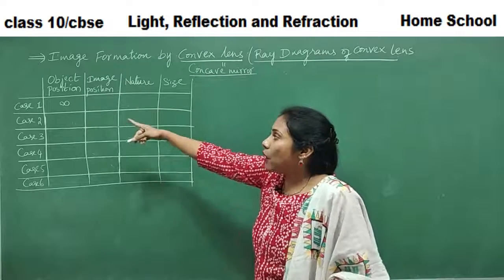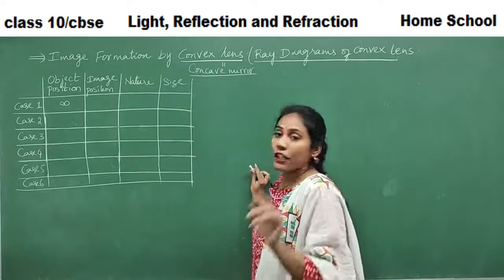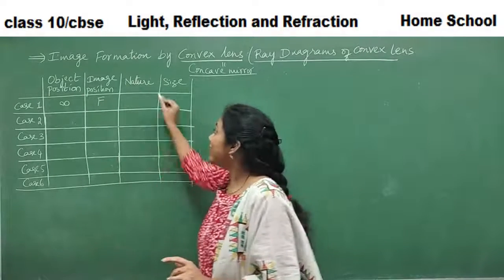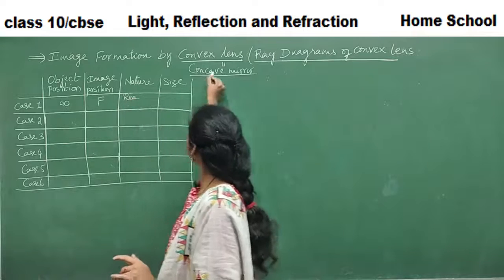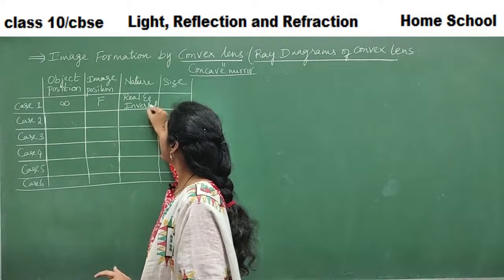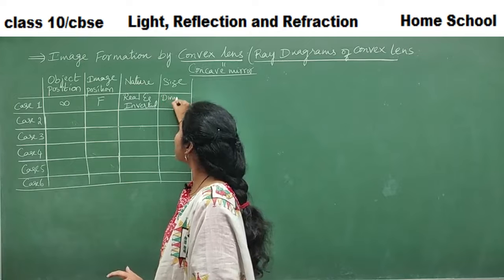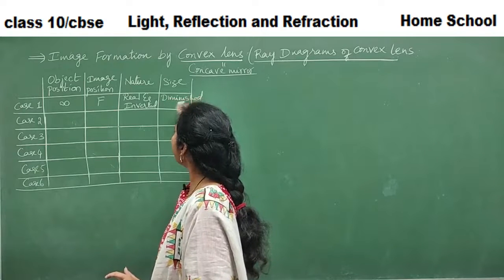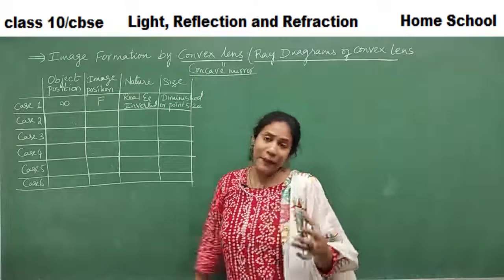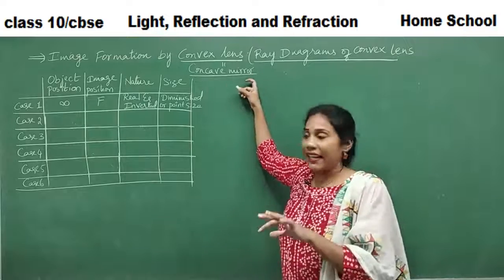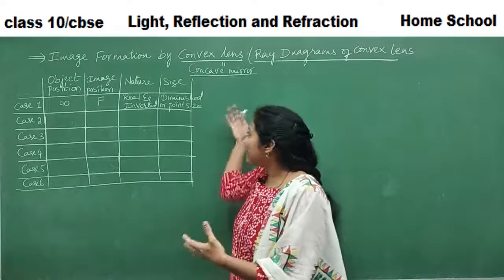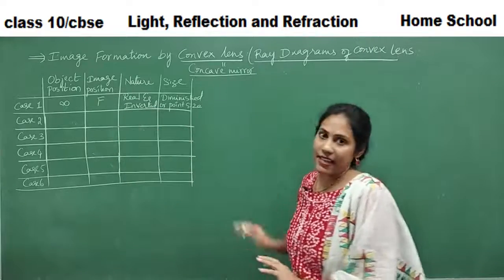When we keep the object very far at infinity, do you remember our image will form at the focus? And the nature of the image in case of the concave mirror is always real and inverted, isn't it? And the size is very much diminished, or we said it as point size. If you can remember the concave mirror ray diagrams, this is nothing. This will become very easy. That's why I'm trying to compare each and every case with the mirror, and then I'll start.